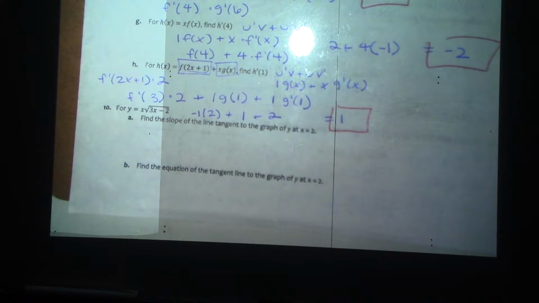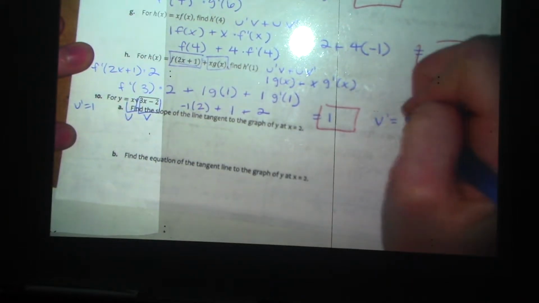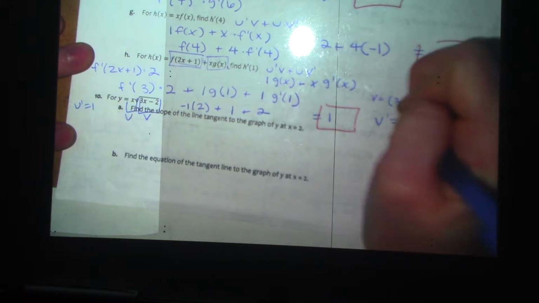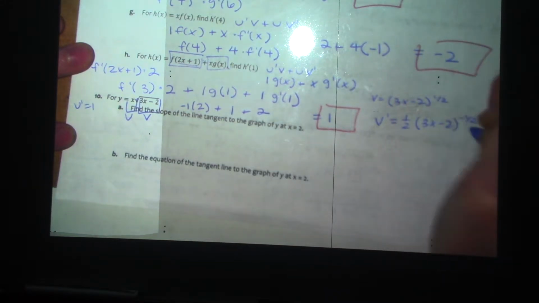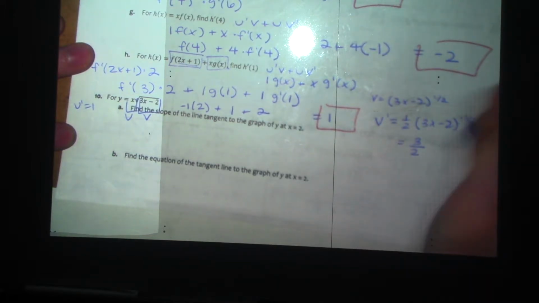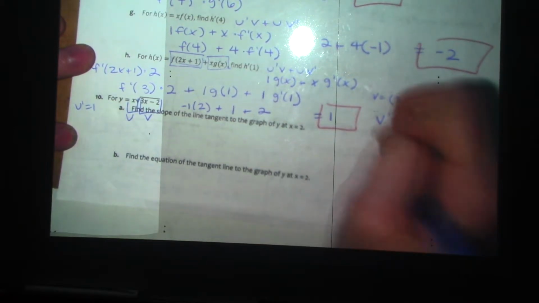Number 10, I've got product rule, and then this one I have to use chain rule. So I'm going to call this one my u and this one my v. So derivative of u, u prime, is just 1. Derivative of v I'll do off to the side here, because v is 3x minus 2 to the 1/2. So I'd bring down the 1/2. This is 3x minus 2 to the negative 1/2 times derivative of the inside. So that's just 3 over 2. And then negative 1/2 means bottom in a root, 3x minus 2. So this is my v prime.